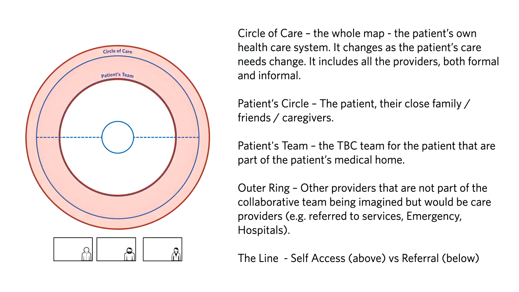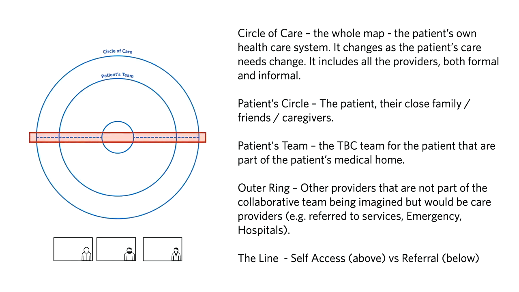The outer ring is really important because it provides additional context for how care is delivered. And these are the other providers that are not part of the collaborative team that you're working with. These can be referred services. This could be a walk-in clinic, the hospital, home care, community agencies. So essentially, those are the groups that are involved that may be referred to, but they're not part of that core team that's there today working together on how they want to work together. That's that middle donut.